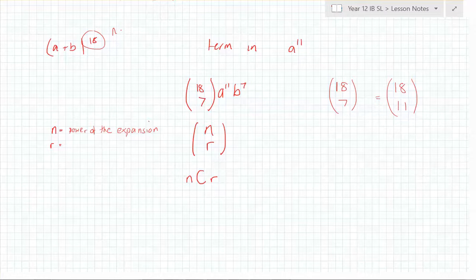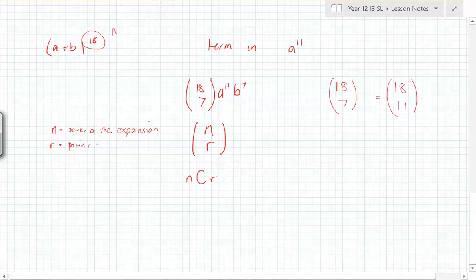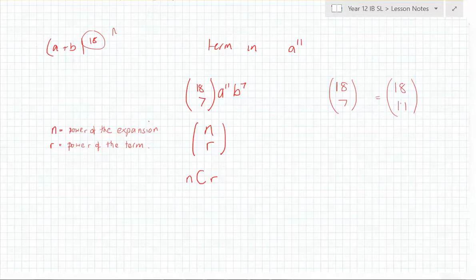Power in a specific term? Yeah. Now, what you will notice is it's 18.7 or 18.11, the same number. Why is that? Because it's either a to the power 11, b to the power 7, or a to the power 7, b to the power 11. Exactly.